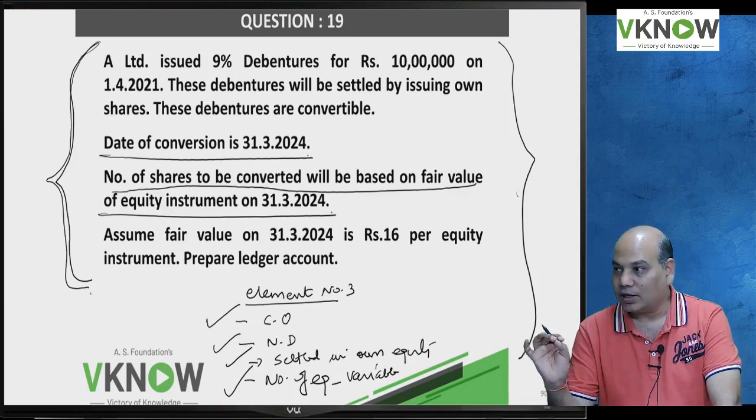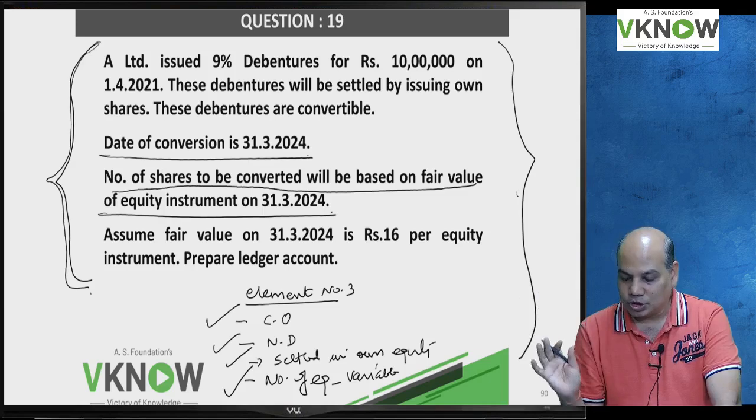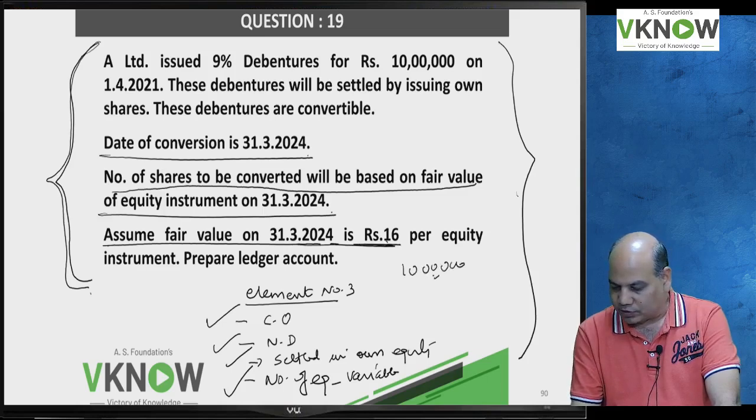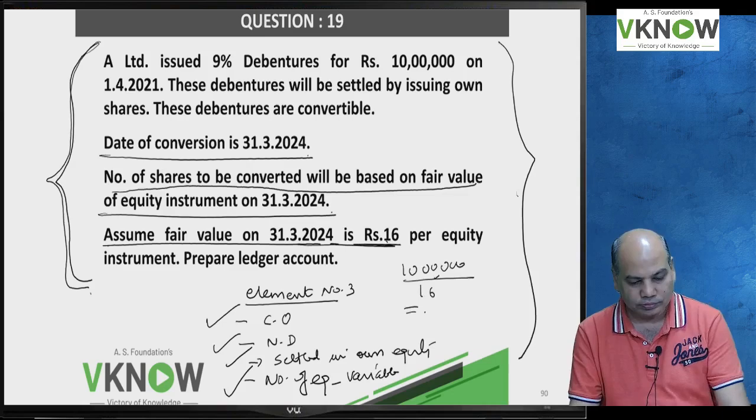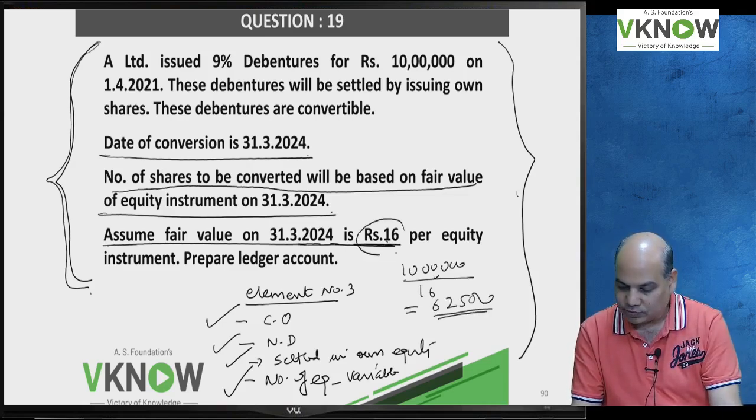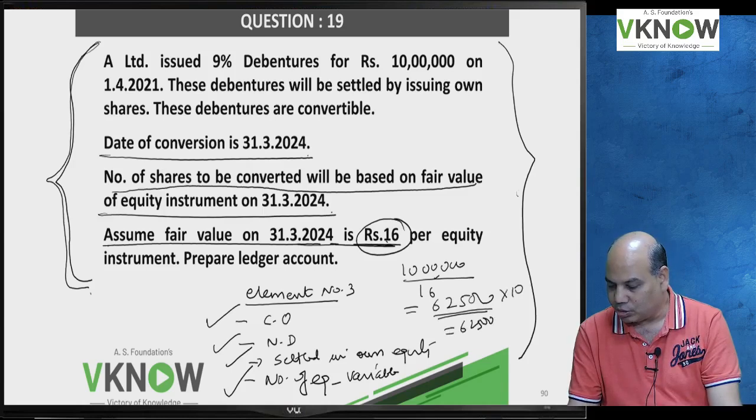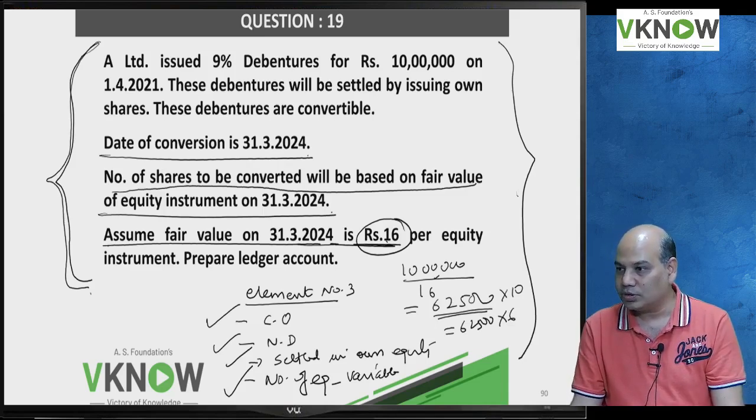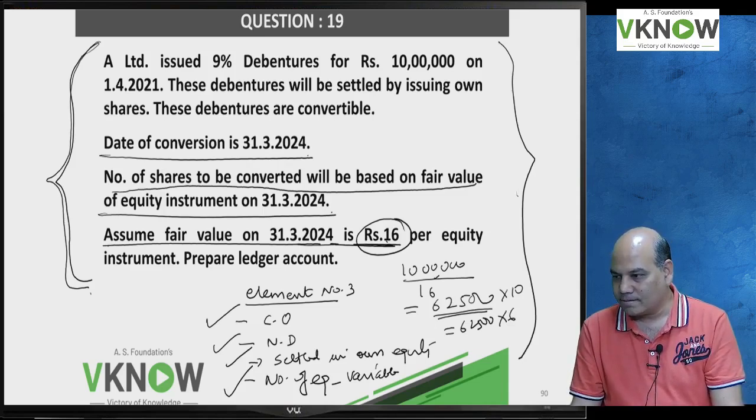So, this will be a financial liability. Assume fair value on 31st March as 16 rupees. So, 10 lakh divided by 16, how many shares will be issued? 62,500 shares will be issued. Face value is 10, so 10 will be transferred to share capital and 6 will be transferred to securities premium on maturity. Is it right? And prepare the ledger account.